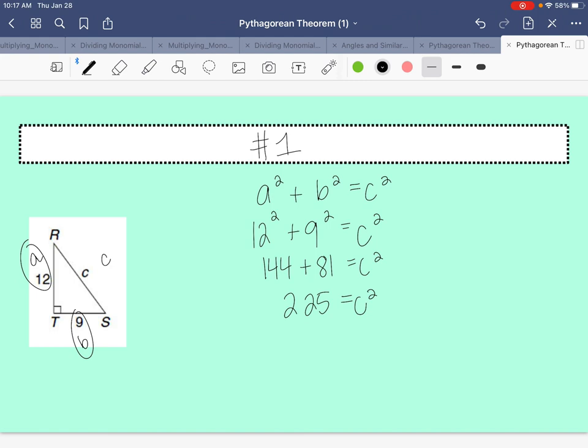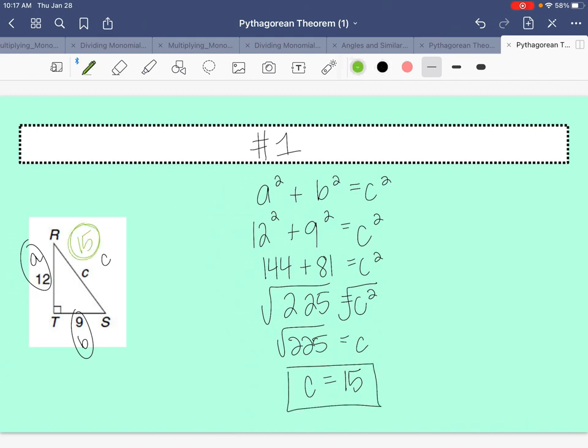But we don't want C squared, I just want C. So to undo something being squared, we take the square root. So I get that C is equal to the square root of 225. And when you put that in your calculator, you get that C is equal to 15. So the length of our hypotenuse right here is 15.